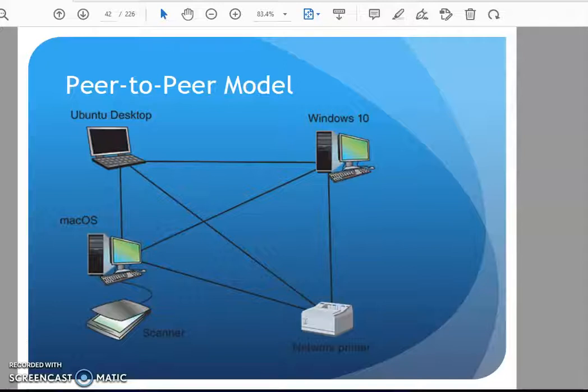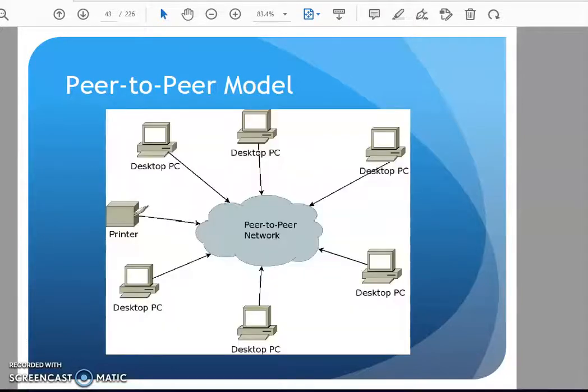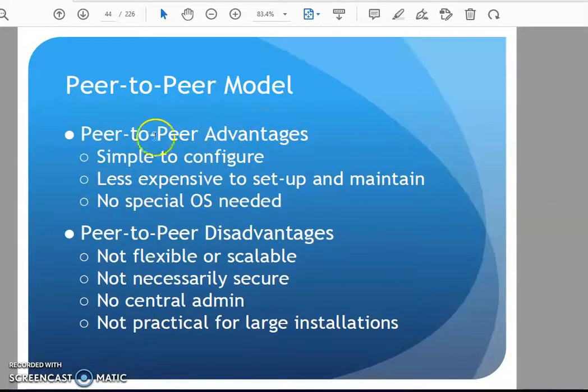This works well in a small environment, a couple computers, but each device literally has to control what gets shared, what does not get shared. So if I look at a peer-to-peer model, it is simple to configure.